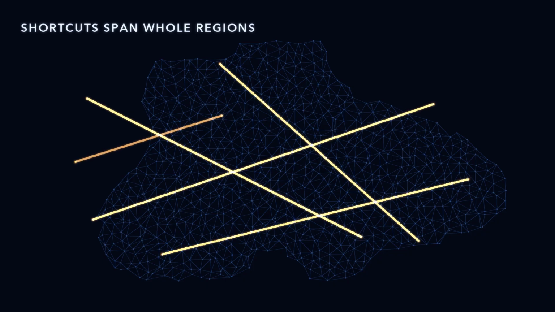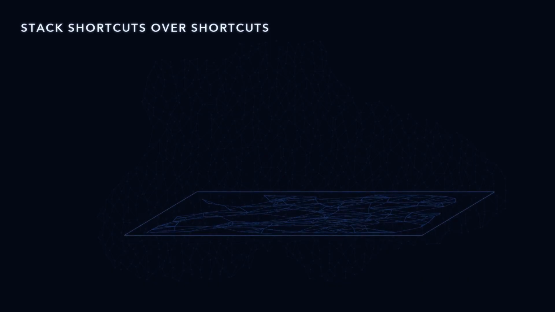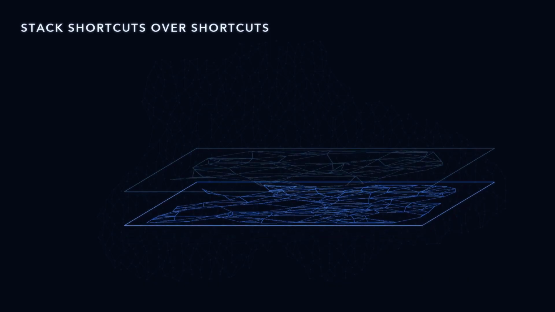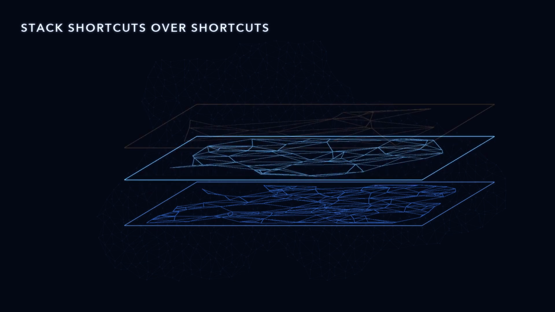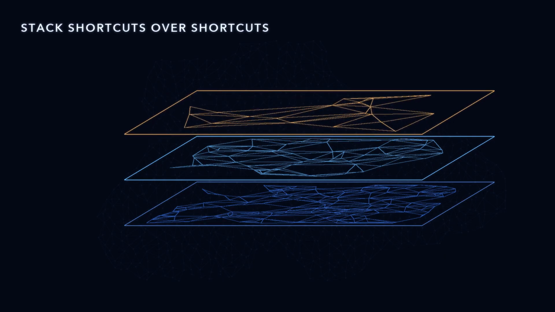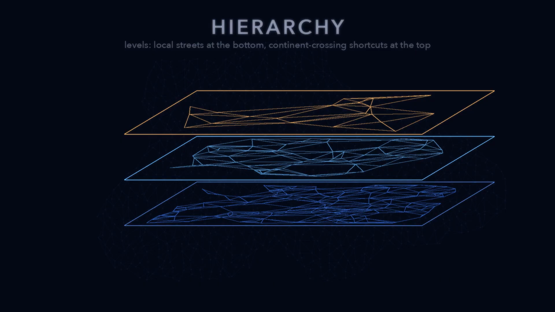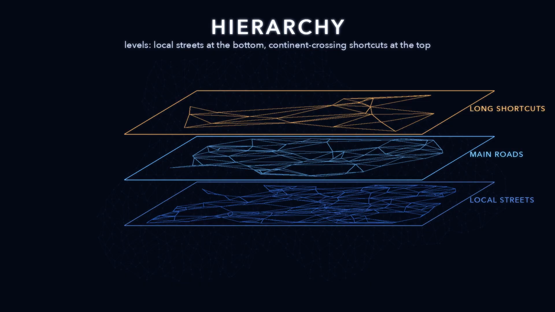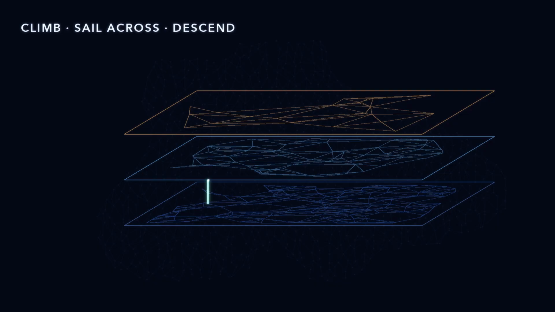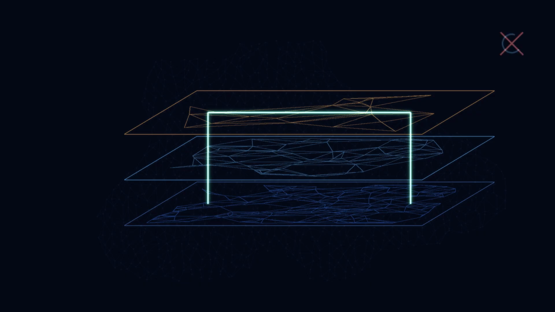And you can stack these, shortcuts over shortcuts, small roads at the bottom, bigger roads above, long distance shortcuts at the top, layers. We call that a hierarchy, levels from local streets at the bottom to continent crossing shortcuts at the top. Now a long trip is easy. Climb up out of your local streets, ride the top level shortcuts most of the way, then drop back down into local streets near the destination. The search skips over enormous regions. It never has to look inside. A query that would have crawled the whole map now finishes in a blink.